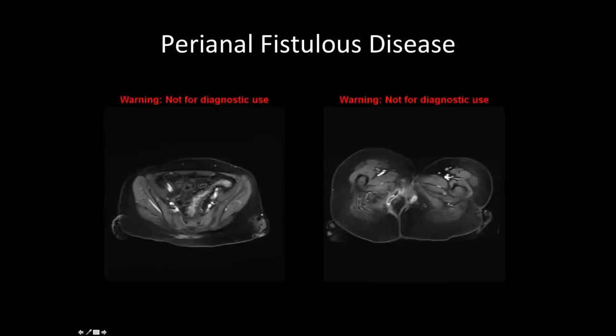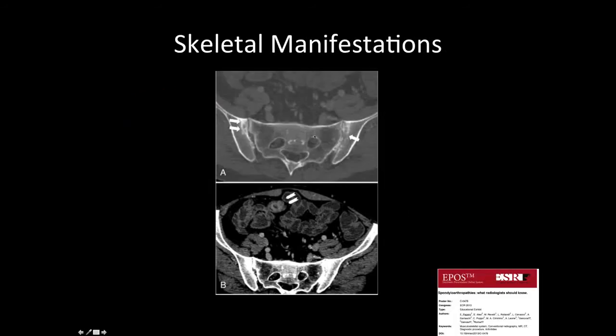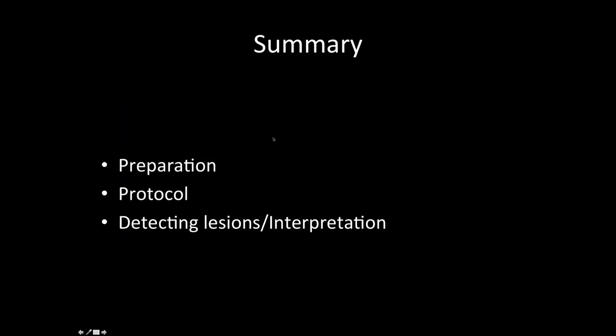Extraintestinal manifestations of Crohn's disease can be seen in CT enterography and MR enterography, such as the perianal fistula and the sacroiliitis. So in summary, the most important part is the preparation for the study and then giving the patient the proper dose with the proper timing of oral contrast. And then reading these studies is as simple as reading conventional CT or conventional MRI. Just follow the bowel from the start till the end. Thank you.